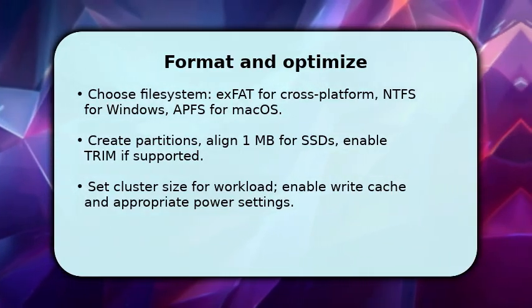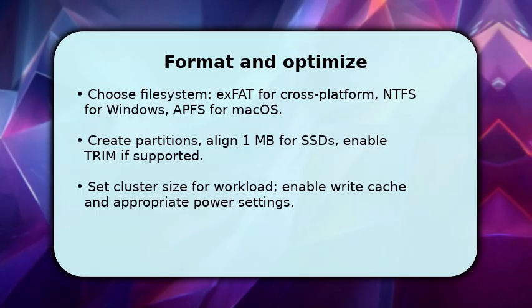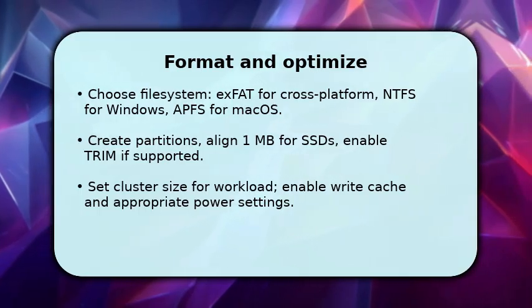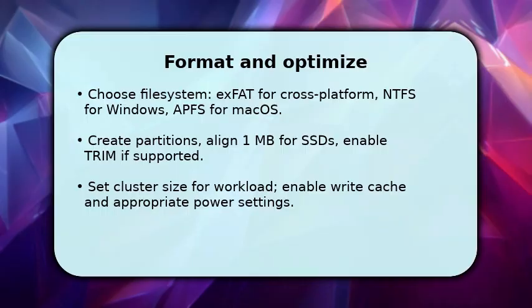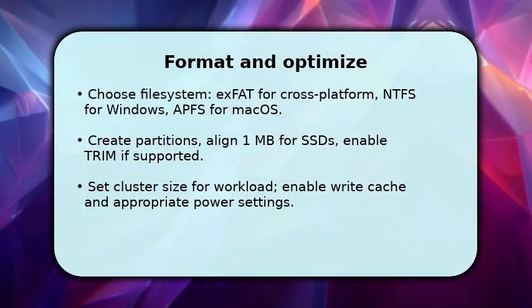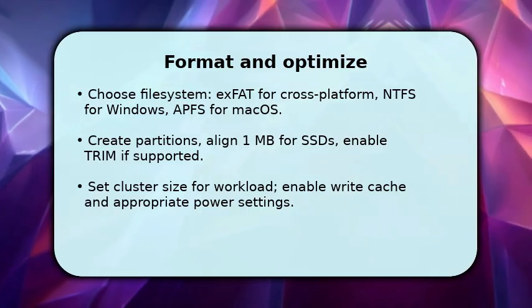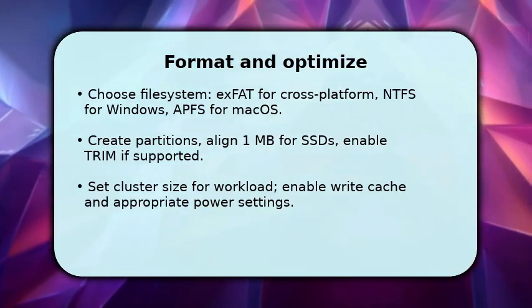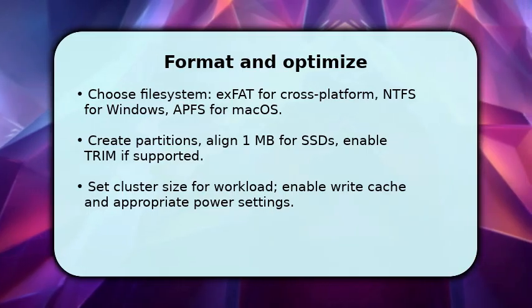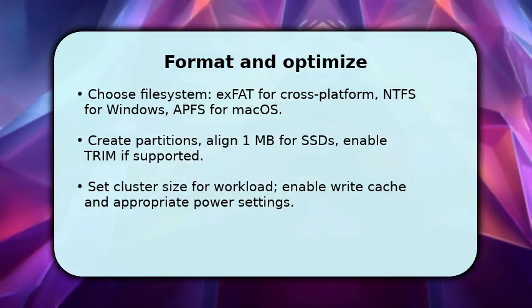Once chosen, create partitions and align them. 1 MB alignment for SSDs is standard to avoid performance loss. If the OS supports TRIM for external drives, enable it to maintain long-term speed. Adjust allocation unit size based on file types, larger for media, smaller for many small files, and enable write caching.